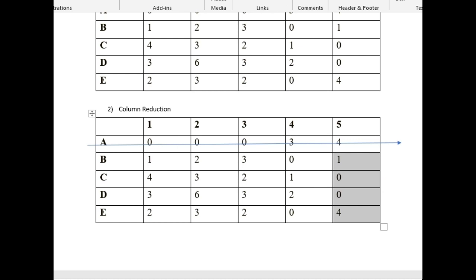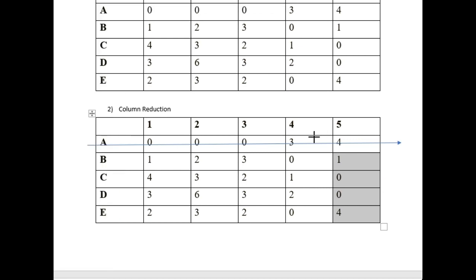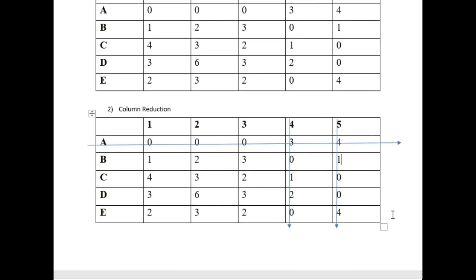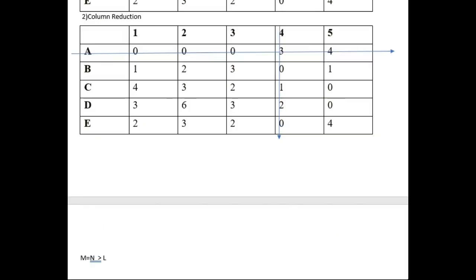So यहाँ पे हम लोग draw करेंगे lines. So like this I'm going to draw, and one more line I'm going to draw over here. Okay, so one more line I draw. So it will cover all the zeros. Done up to this. Now I have to see the number of lines and number of columns. Is it same? What we have to see.